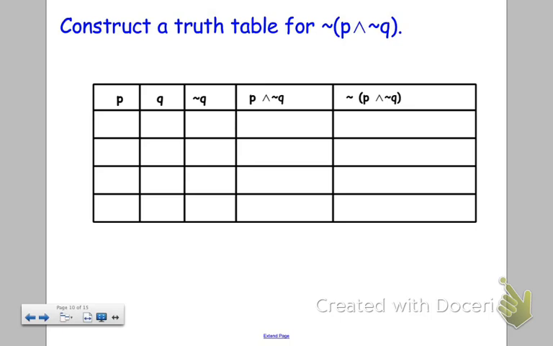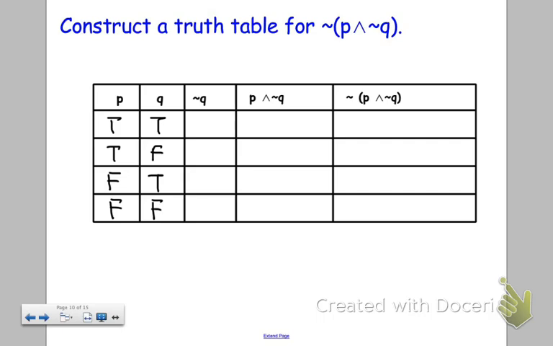Okay, the next truth table we're going to construct is going to be for negate the quantity P and not Q. Okay, so we've still got P and Q in the game. So we know that our very first two columns in our truth table need to be P and Q. And we're going to have the exact same four cases. We're going to have true, true, true, false, false, true, and false, false.